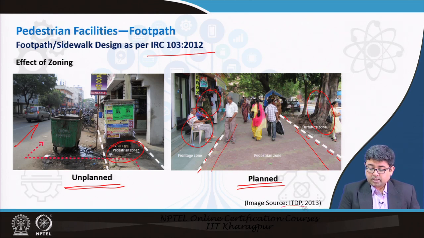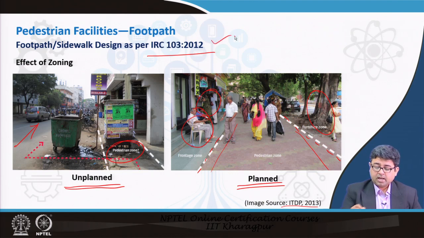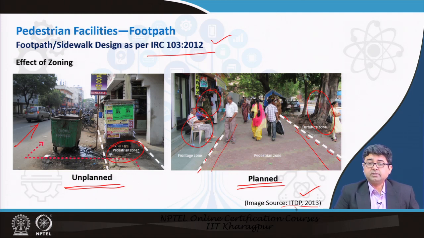All the images are taken from ITDP, and ITDP usually refers to IRC. You will see that we have interchangeably used IRC and ITDP. ITDP we have used for the images, whereas IRC is the primary document that tells us what these zones are about.